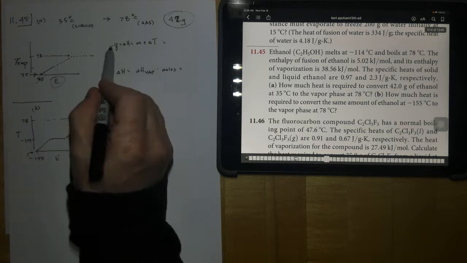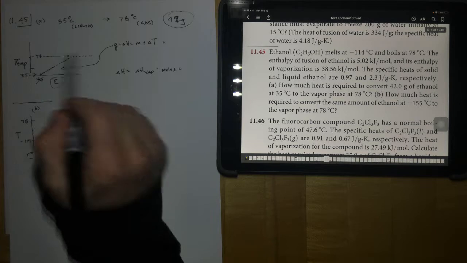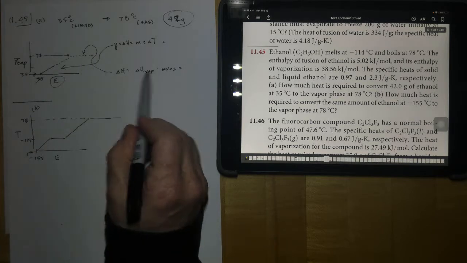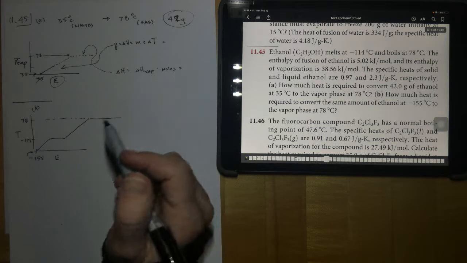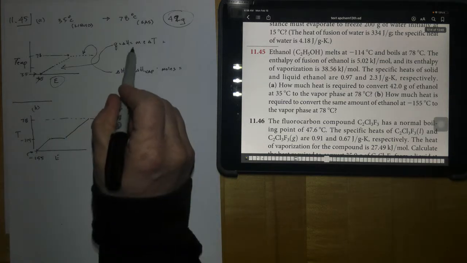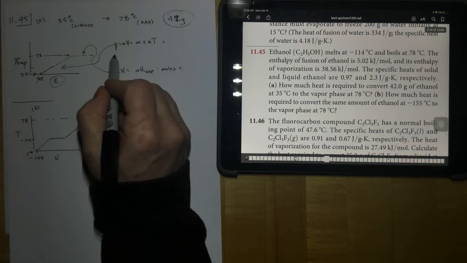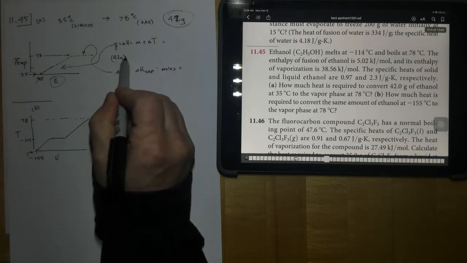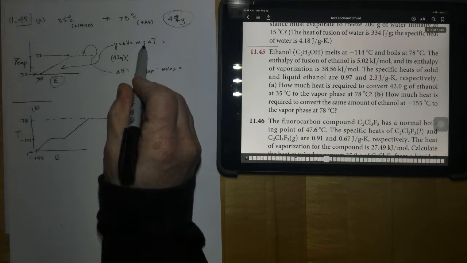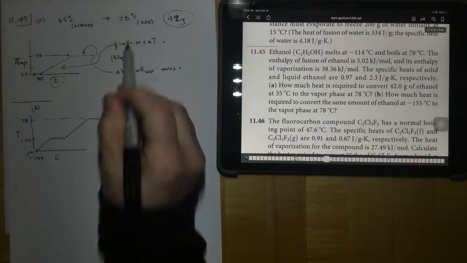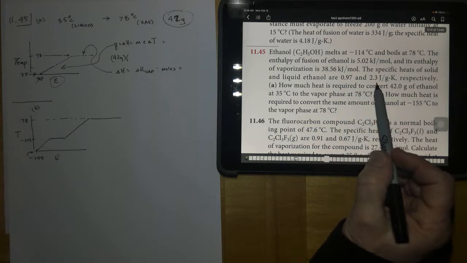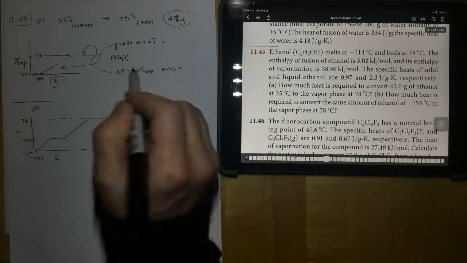So this is going to be our equation, Q equals mc delta T. And then when we boil, it's going to be the enthalpy of vaporization times the number of moles that we have. So first equation, mass is 42, times the specific heat capacity of the liquid alcohol, 2.3 joules per gram Kelvin.